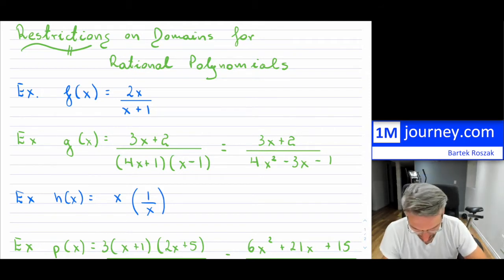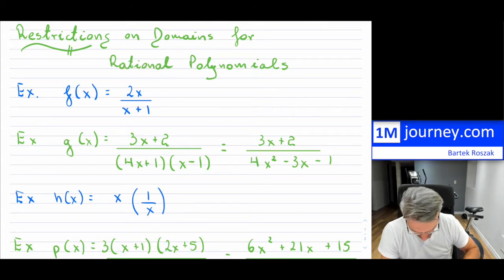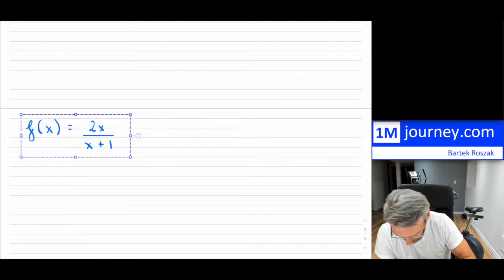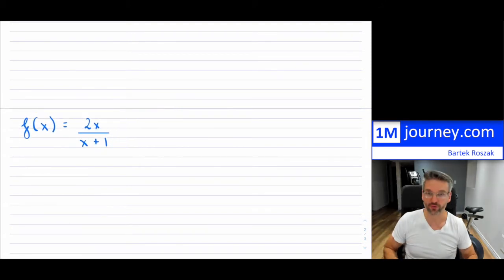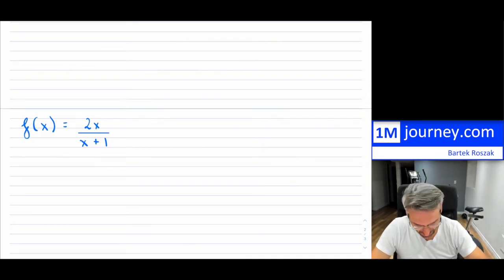So here's example number 1. I'm going to break them down one by one. And hopefully by the end, once you see all of these, you're going to be a little bit more comfortable with trying to restrict and then create your domain for these rational polynomials. So here is one. We have 2x divided by x plus 1.